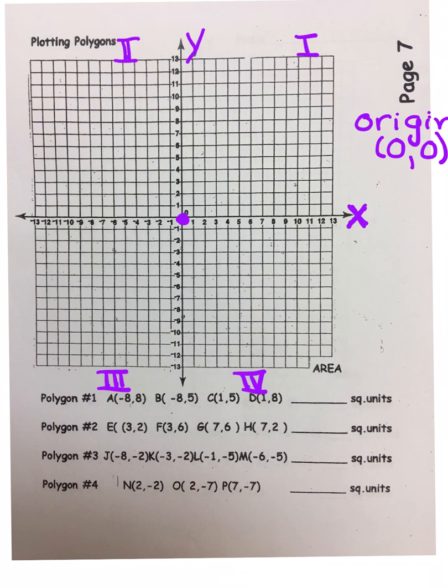Every time we plot a point, our x, our first value in the ordered pair, controls our movement from side to side. And our second value in the ordered pair, the y value, well, that controls our movement up or down on the coordinate plane.